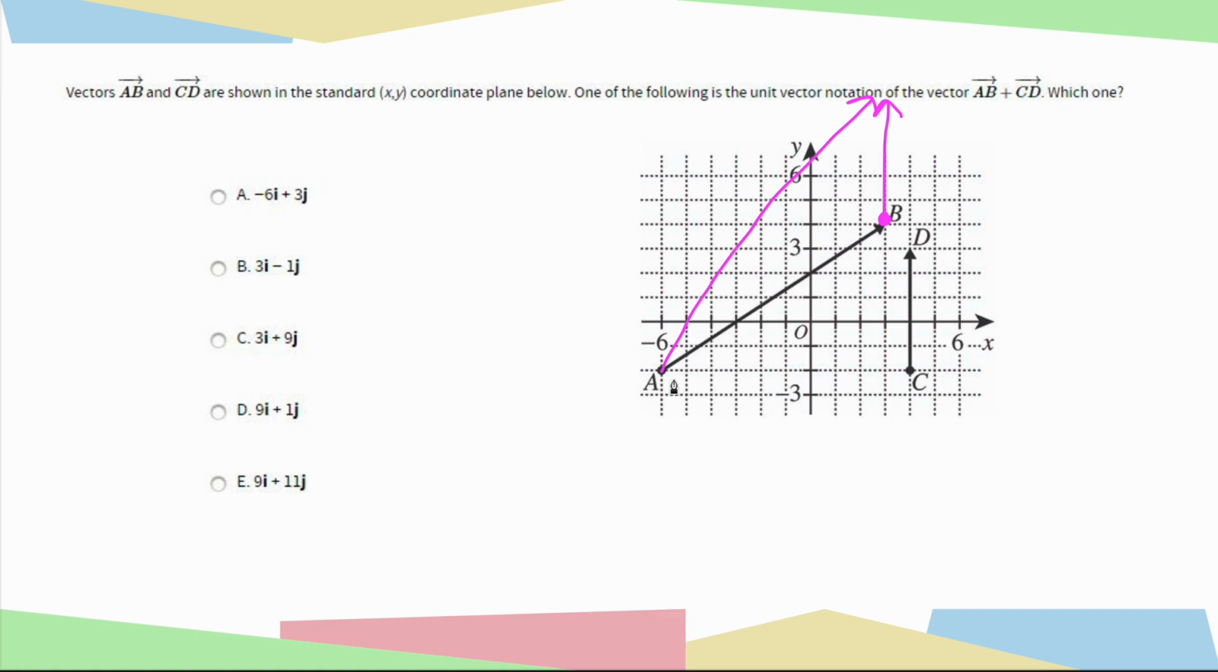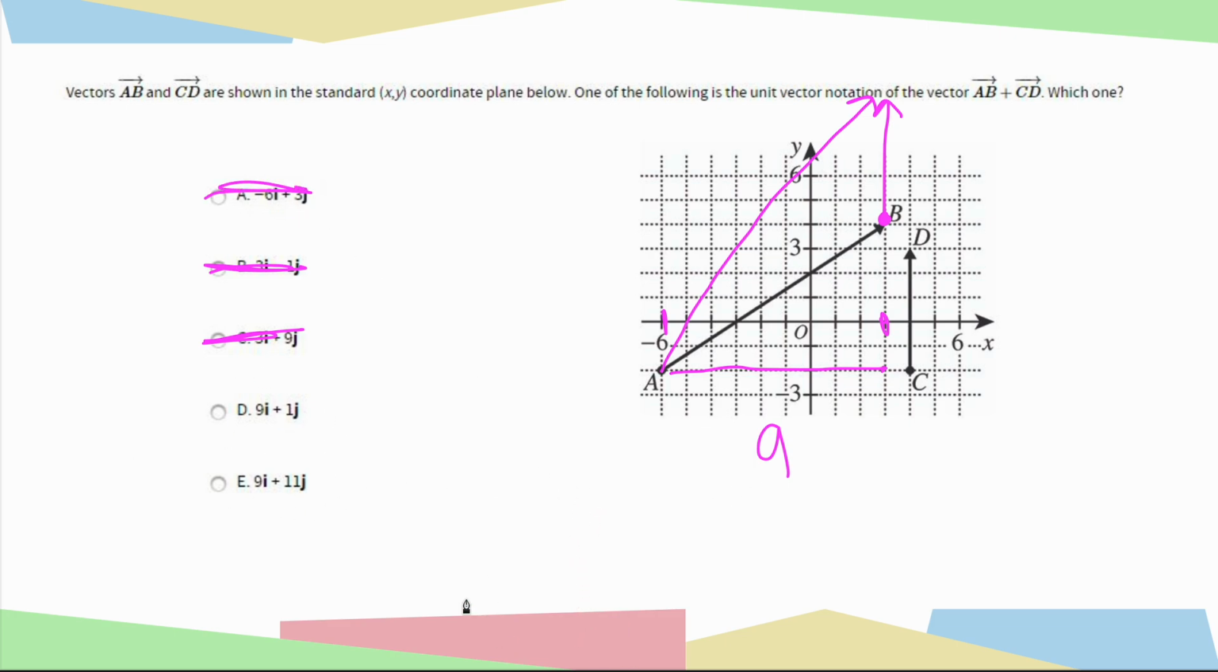I would really just count, and kind of imagine it in my head. So to get the resultant vector, I need to know how many units I'm moving in the x direction and how many units I'm moving in the y direction. So this vector going over from A to B, I'm going from -6 here to +3. So that has a length of 9, right? And CD, it's vertical, so there's no change in the x direction. So I already know my answer choice is going to be 9i, so I'm going to eliminate those.